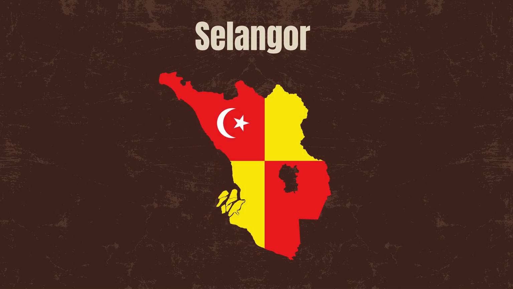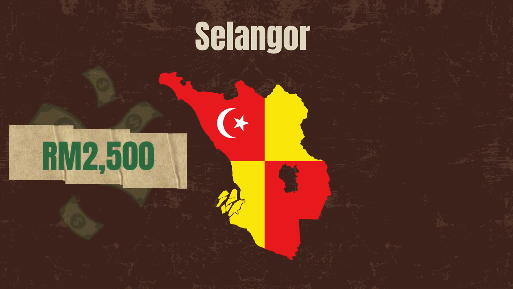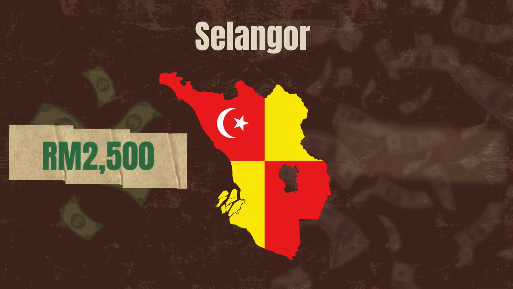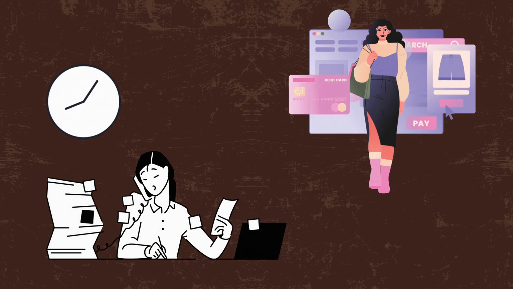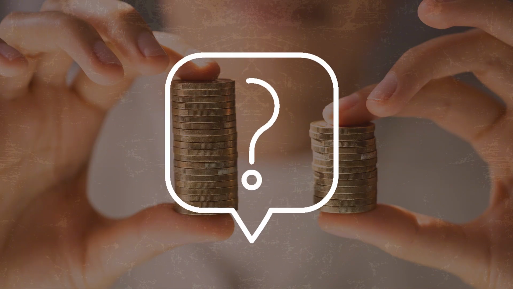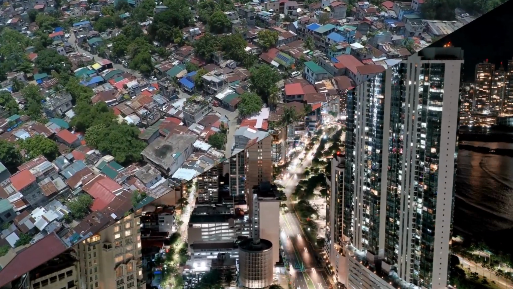Imagine two households living in the same state of Selangor. One household earns around 2,500 ringgit a month, while another earns nearly 100,000 ringgit. Despite living in the same state and participating in the same economy, their financial situations are dramatically different. How can such a large income gap exist? More importantly, what does it tell us about income inequality in Malaysia?